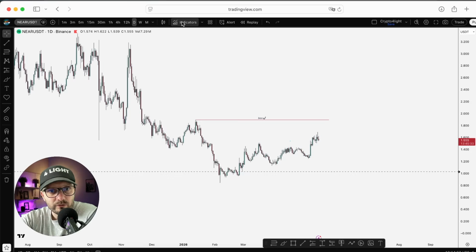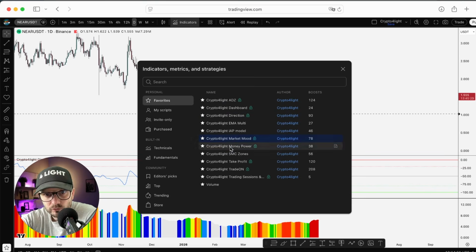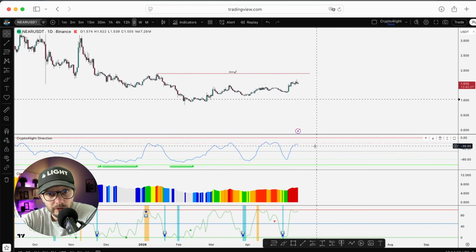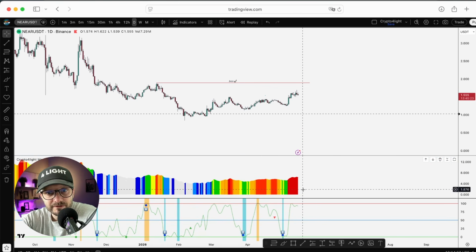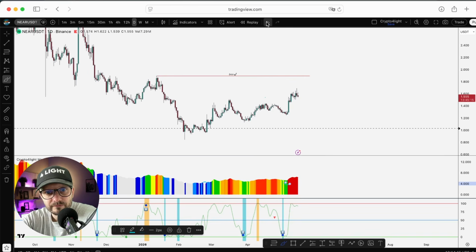Take a look now at the daily time frame: direction, market's mood, and the money power, guys. No signal to sell on direction. Good moment. Market's mood is in the free zone. That's why I wish to see a correction. So here it was a capitulation. Last one, hopium, rebound, and now it's totally free on the daily.